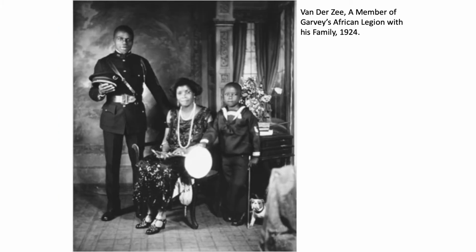Van der Zee was the official photographer for political activist and orator Marcus Garvey. He captured numerous Universal Negro Improvement Association members posing in their military-like garb. Garvey was not in the military. He simply is wearing a military uniform because he is fighting a battle for African Americans.